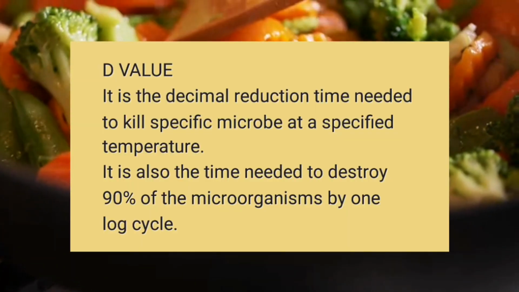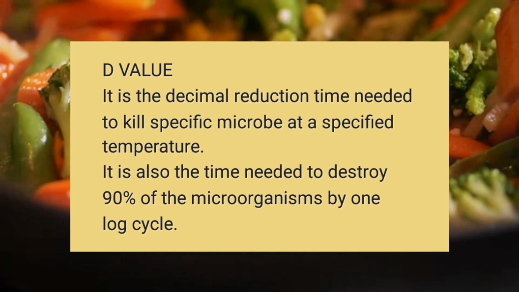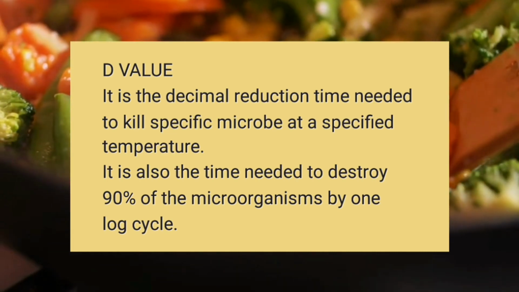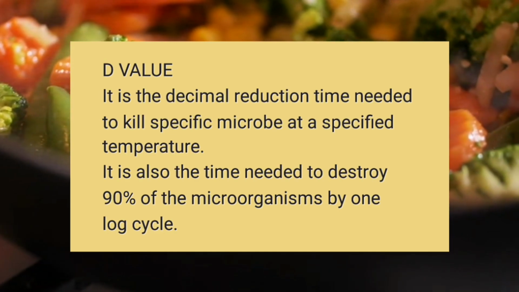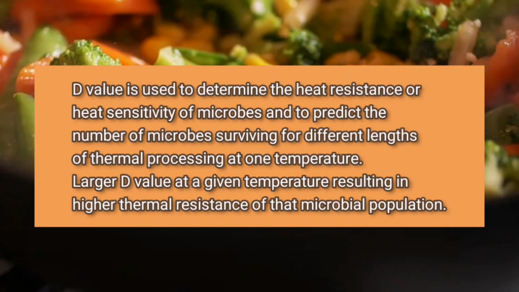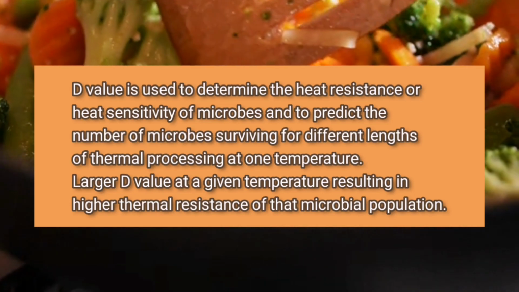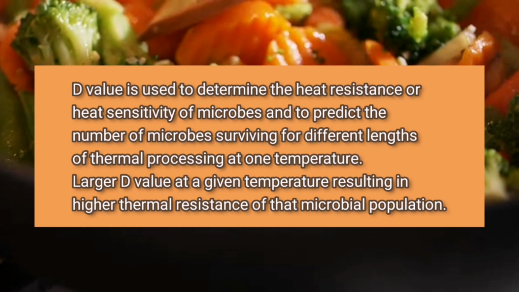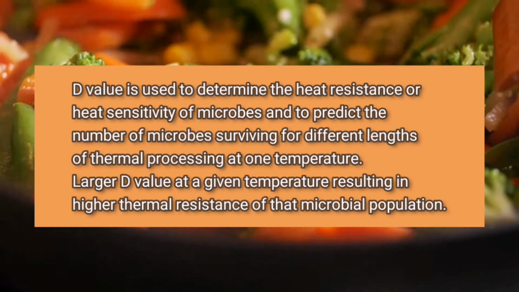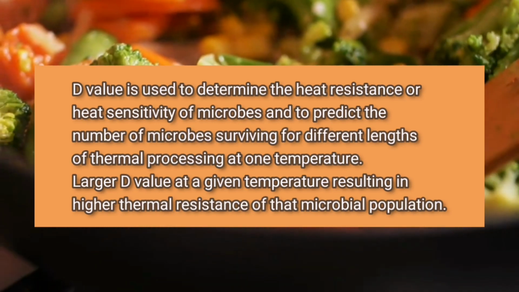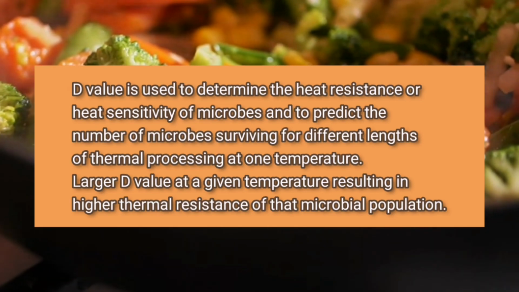D value. It is the decimal reduction time needed to kill a specific microbe at a specified temperature. It is also the time needed to destroy 90% of the microorganisms by one log cycle. D value is used to determine the heat resistance or heat sensitivity of microbes and to predict the number of microbes surviving for different lengths of thermal processing at one temperature. A larger D value at a given temperature results in higher thermal resistance of that microbial population.